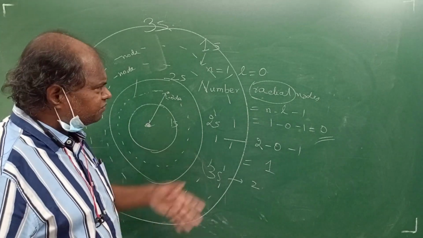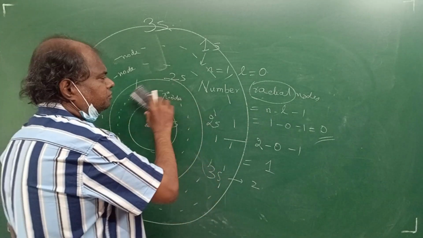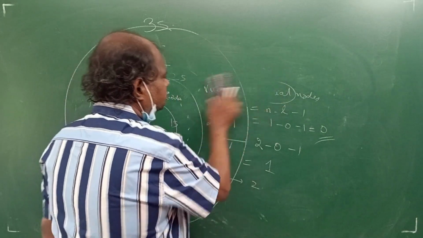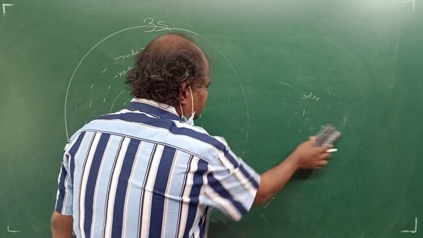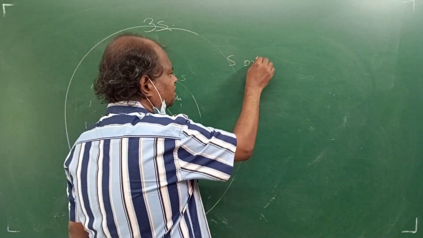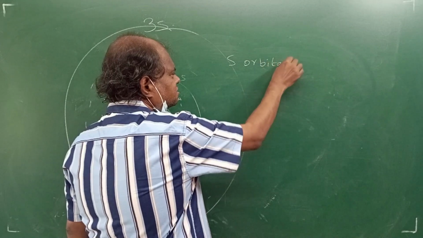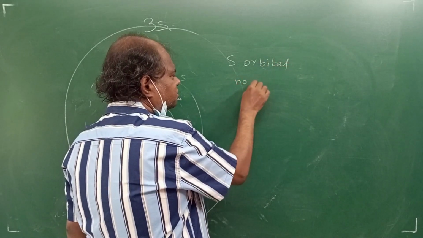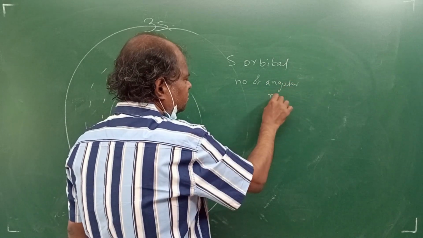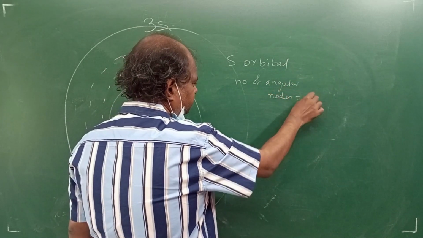3s will get two nodes. So like this you can find out, right? Now, I hope you have drawn this, right? Now if it is s orbital, students, very important, listen here, what is the number of angular nodes? Till now we discussed radial nodes; angular nodes will be equal to 0.